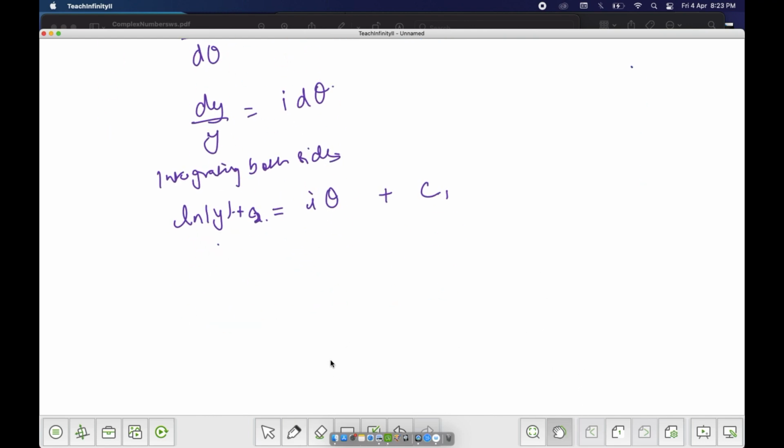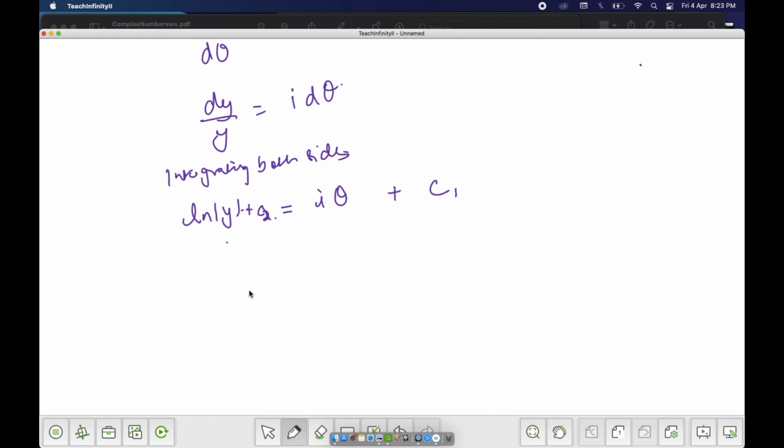Then what can we do? We can take the c1 over there only. So we can say ln of mod y is equal to i theta plus, let's just call it c dash, or cf. Now if we change this to exponential form, we can write e to the power i theta plus cf is equal to y, right? So this can be written as e to the power i theta times e to the power cf, that's equal to y.